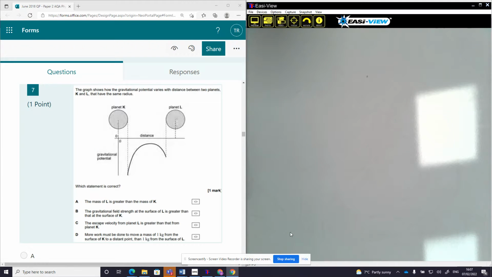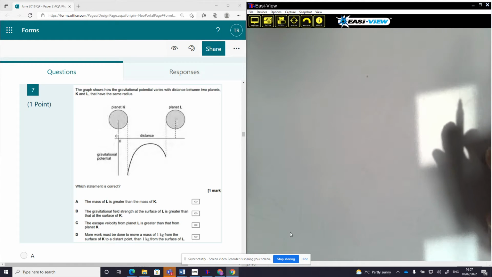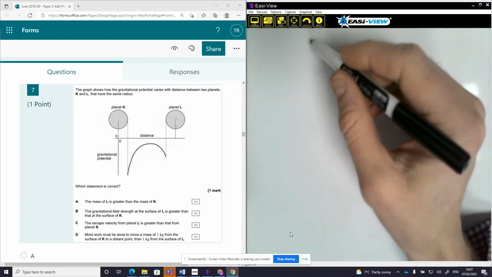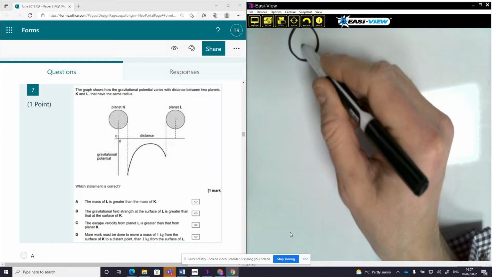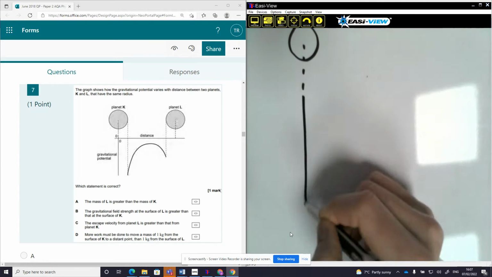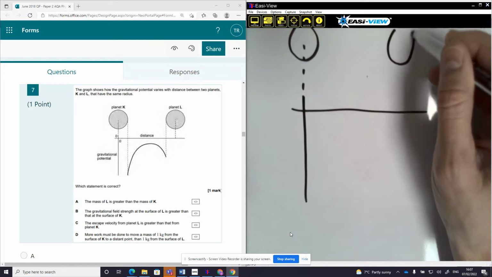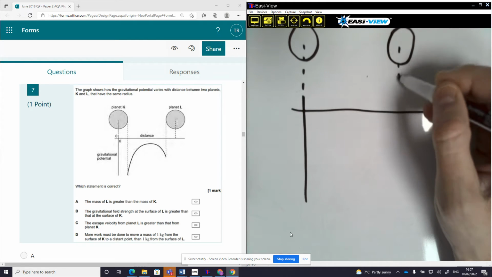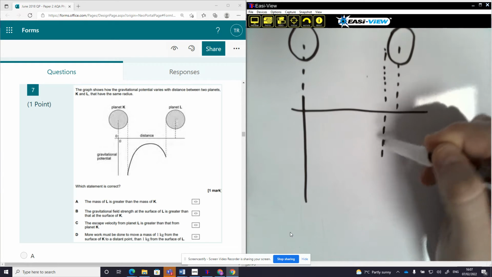So this question is about gravitational potential, and we're comparing two planets with the same radius. We're given some statements, and we have to pick which one's correct. Within the question, we're given an example of the planets, and we have the surface, and we've got a graph. We're told they have the same radius, which is important because effectively that rules out a few things that would make life a little bit more difficult for us.